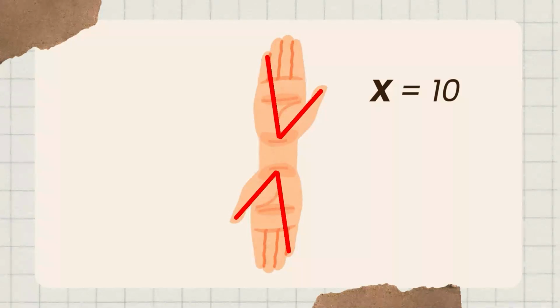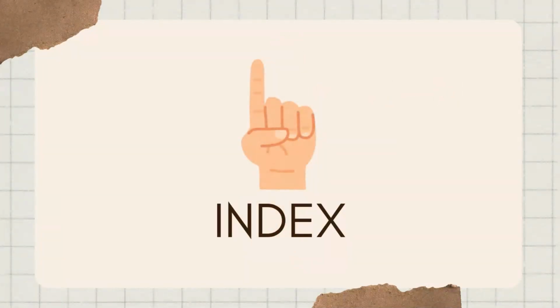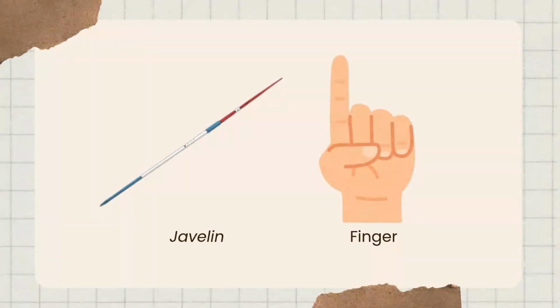Thus, the I represents 1 finger through a simple vertical stroke. And what do we call the finger that points and gestures? The index, a word that begins quite fittingly with I. So we might ask, is the letter I a javelin, like in Greek, or is it a finger?